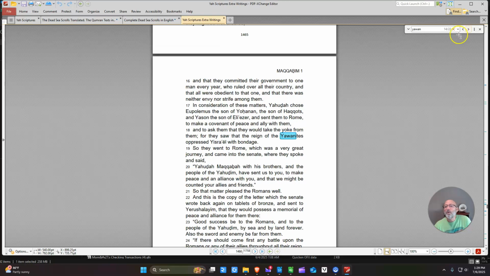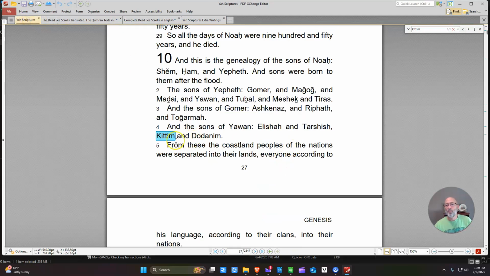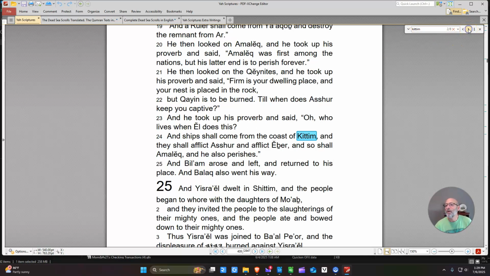All right, that's enough from here. Let me go back to the scriptures, and we just saw the first of the occurrences identifying Kittim as the son of Yahwan, who was given coastal lands in the area of Japheth's offerings. And the ships come from the coast of the Kittim, which would be the land of the Kittim that was given to the son of Yahuan.